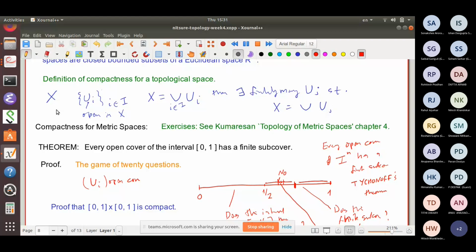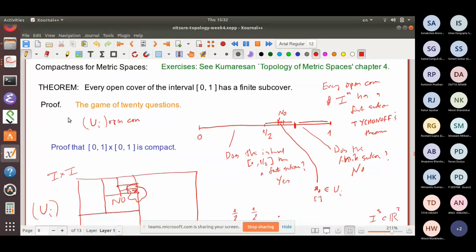A very good collection of exercises on compact metric spaces, or in general on metric spaces, is in Kumaresan's book, Topology of Metric Spaces. Compactness is chapter 4. Go look at the exercises there and solve them. Now, the starting theorem of this subject is that the closed interval is compact. Any cover has a finite subcover.